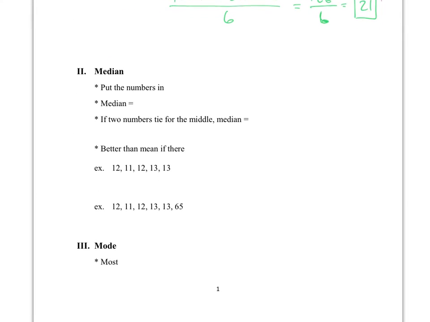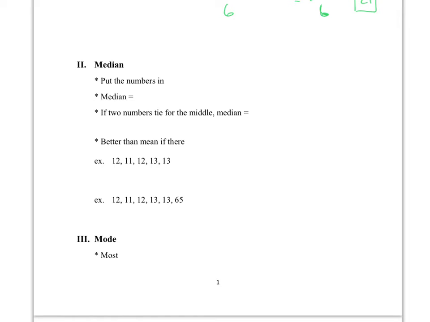All right, so now we're going to move on to median, which again should be a little bit of a review for you. The first step of the median is put the numbers in order. And that order is going to be from small to big. So smallest, next smallest, next smallest, next smallest, okay? What does median mean? Middle.